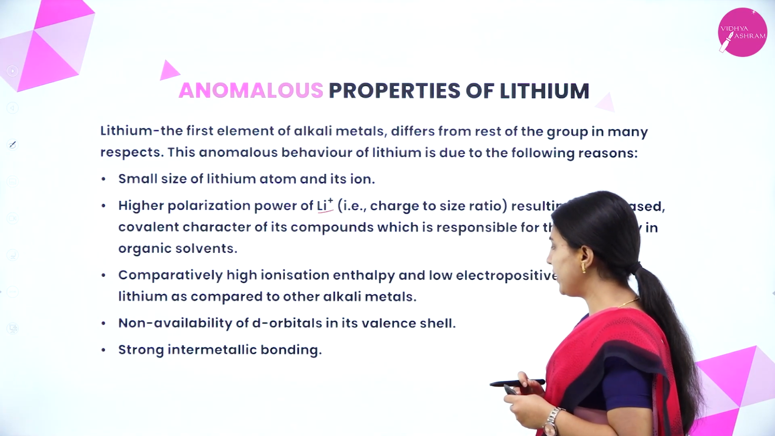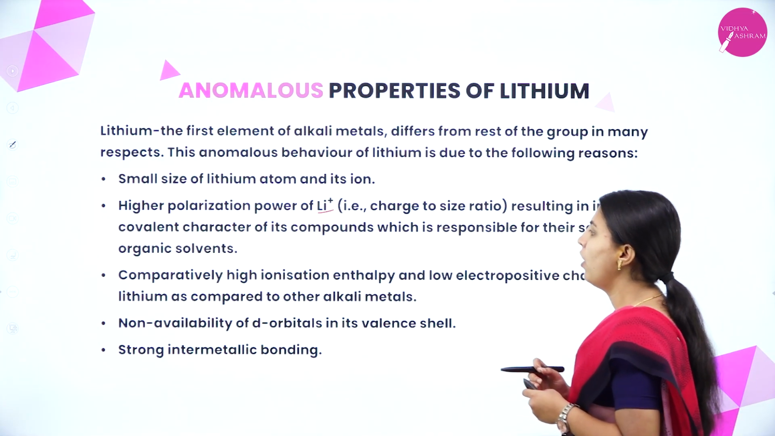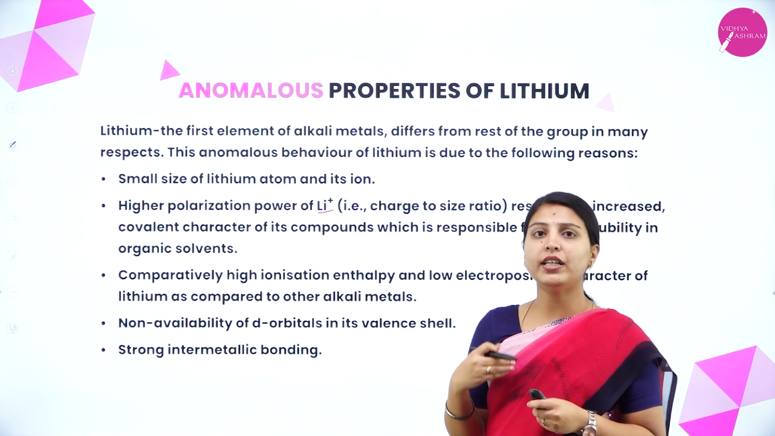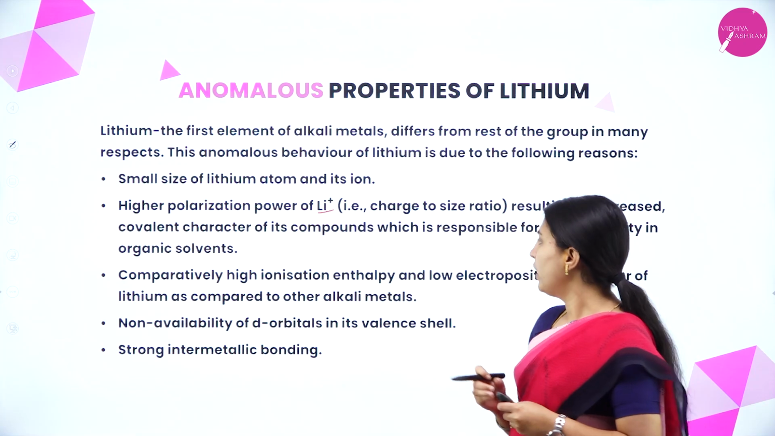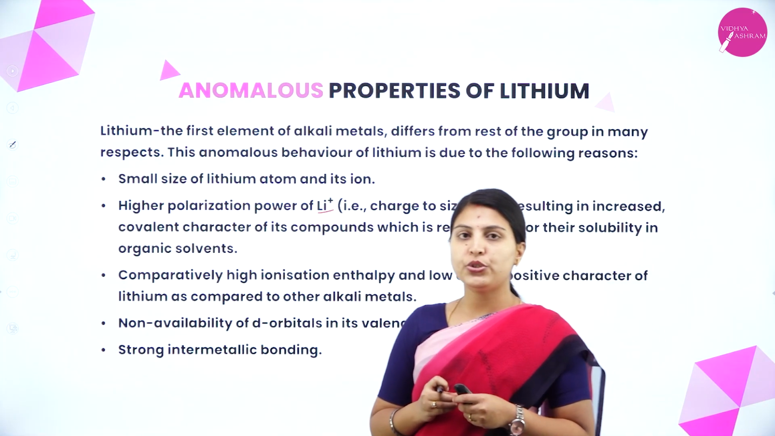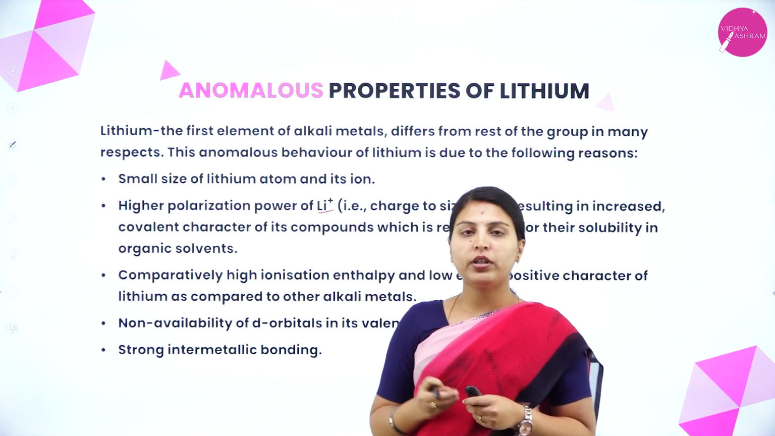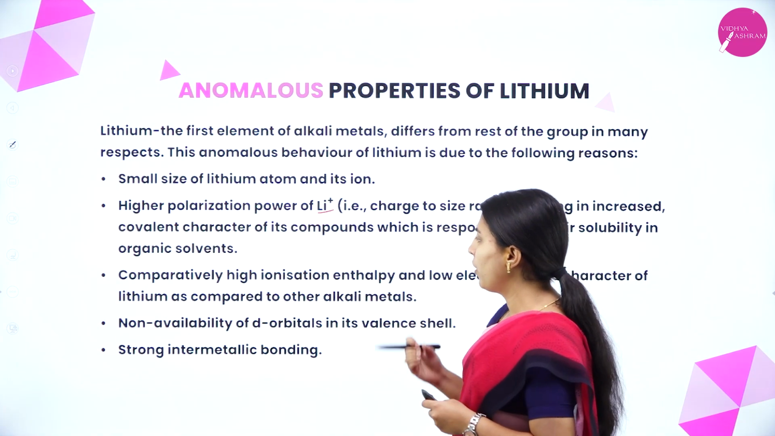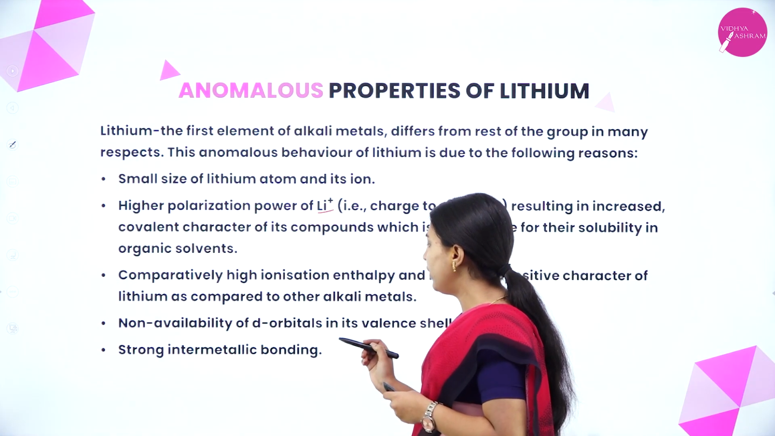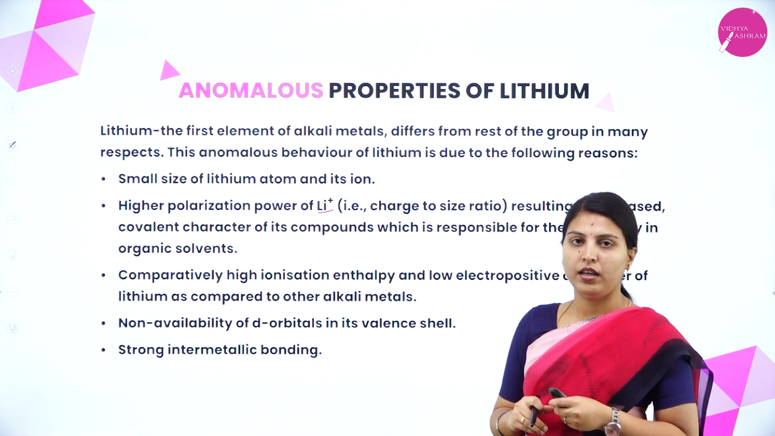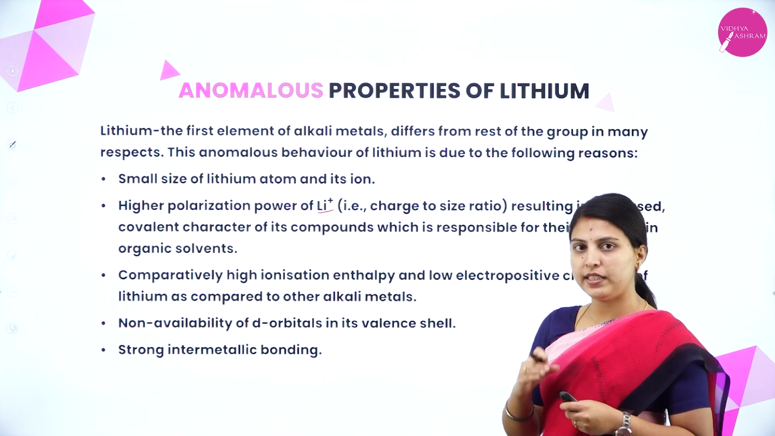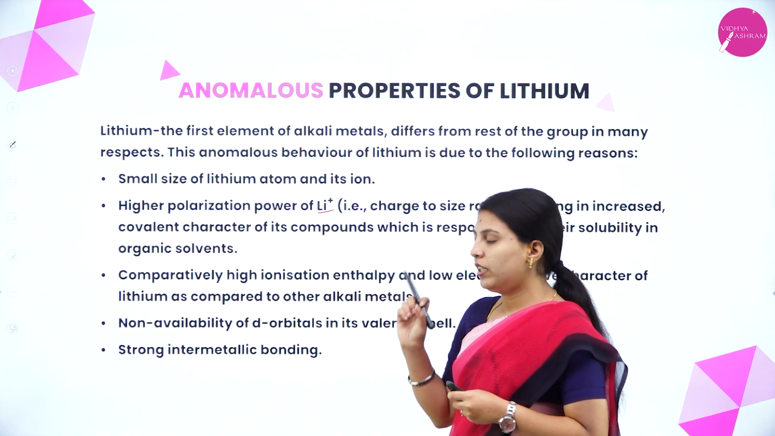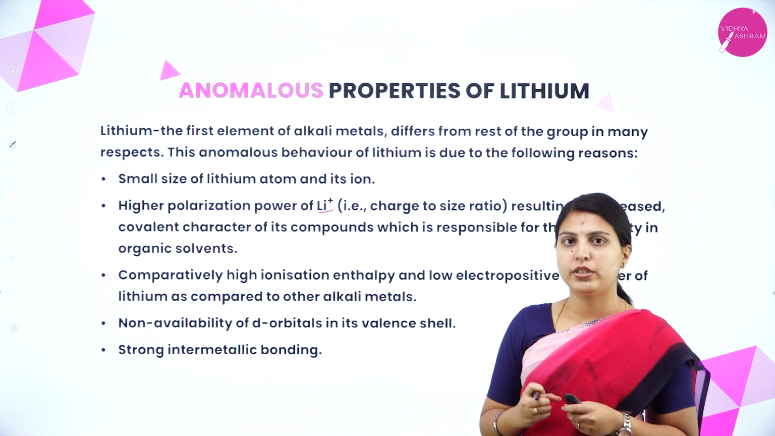Comparatively high ionization enthalpy and low electropositive character of lithium as compared to the other alkali metals. It has high ionization energy and is less electropositive. Usually we say alkali metals have more electropositive nature, but lithium has low electropositive nature. It is one of the reasons. Non-availability of d orbitals in valence shell. Here d orbitals are not present in the valence shell of lithium. Strong intermetallic bonding. It has intermetallic bonding of much strength.